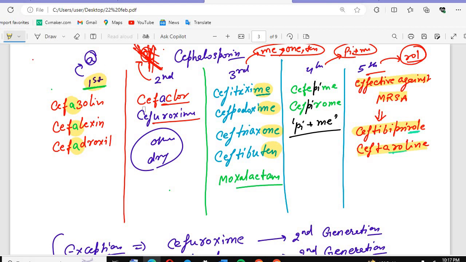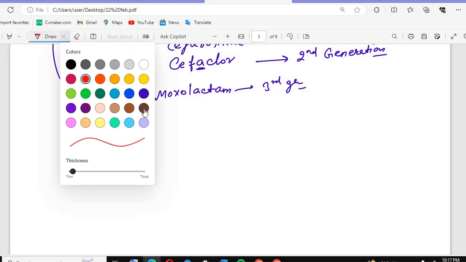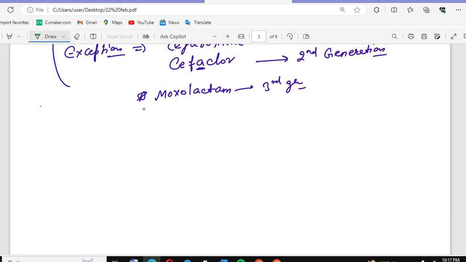Along with that, what you need to remember for the Krok 2. For Krok 2 they can ask you about Pseudomonas and gram-negative bacteria. The drugs like cefepime, cefepirome, the third generation cephalosporins. Now if I write it, cefoperazone.